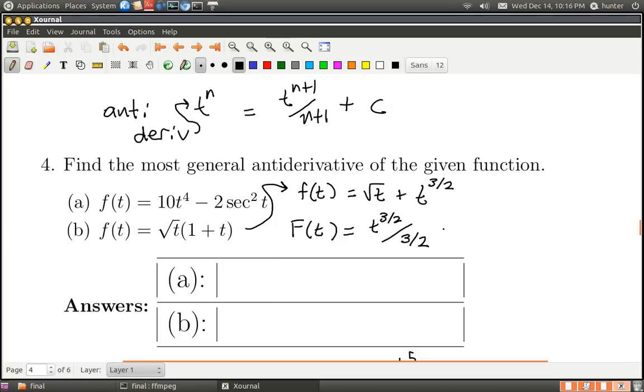Okay, and I used the same trick here. When I add 1 to 3/2, what is that? That's 5/2, right? So it's t to the 5/2 over 5/2. Plus c to make it general and spicy. Okay, it's done.